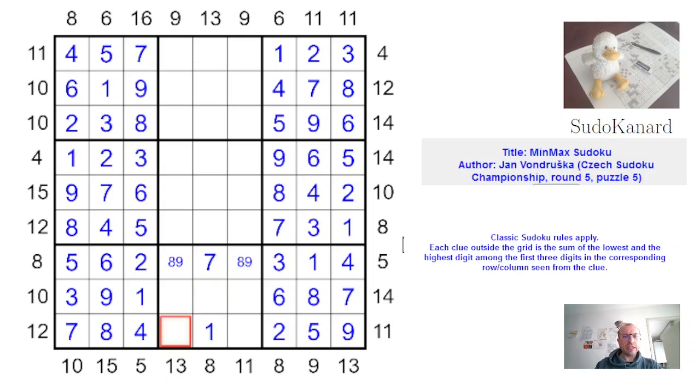So this 13 could be 9 plus 4 or 8 plus 5, but 5 is it good? Just pondering. Those are 6 and 3. 3 can't be on the 13th clue. 3 has to be with 8, with 11, so that the highest digit will be 8.